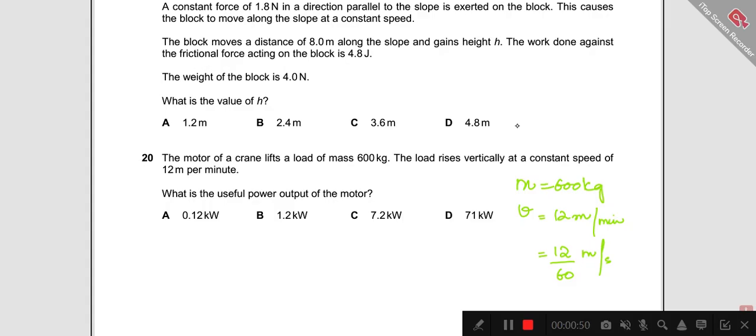Now, what is the useful power output of the motor? Power is the product of force and velocity, right? The force the motor has to apply to lift the object vertically upward would equal the weight of the object, because the weight is vertically downward. We'd write mg times the velocity. Mass is 600, 9.81 gravity, and the constant velocity of 12 over 60.